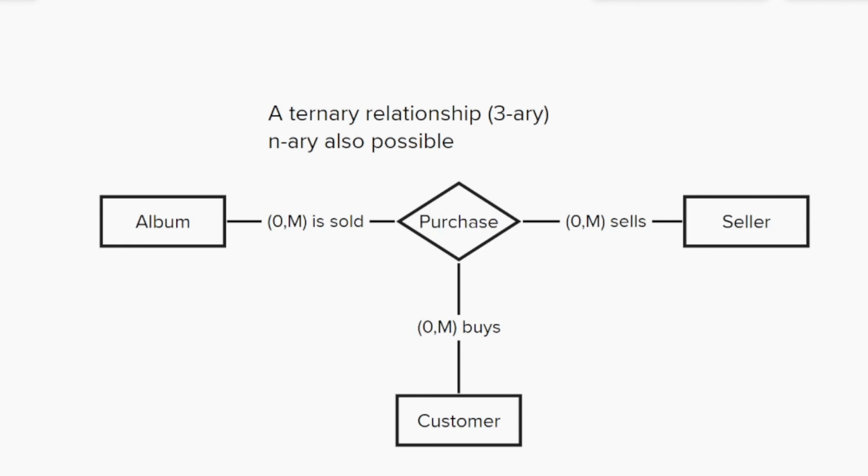For example, if we wanted to track sales of albums, then we might define a ternary purchase relationship, showing that a seller sells an album to a customer. Here, we can have zero or many copies of an album being sold, and a seller might have zero or many albums that they sell, and a customer could have zero or many albums that they buy.